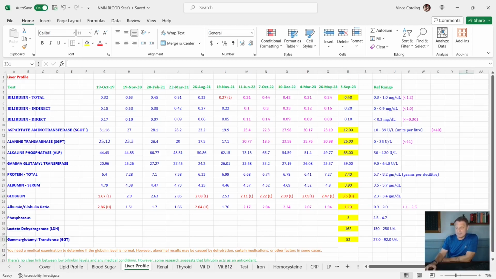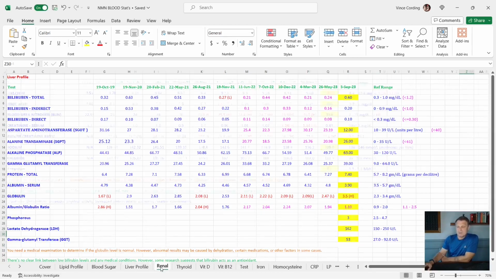And then in the larger hospital when I went for the update test, you can see they now also include 3 markers that I've never had tested before: phosphorus, LDH, and GGT. Not too sure exactly what they are. They're all within range, so I'm not too worried about what they are until they drop out of range for some reason. So that's it for my liver profile.